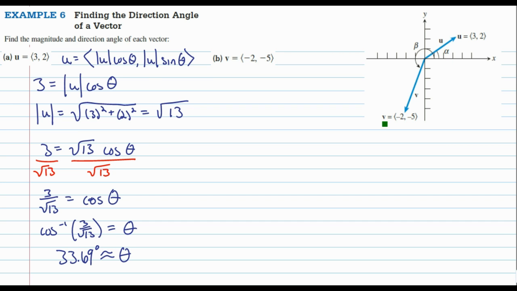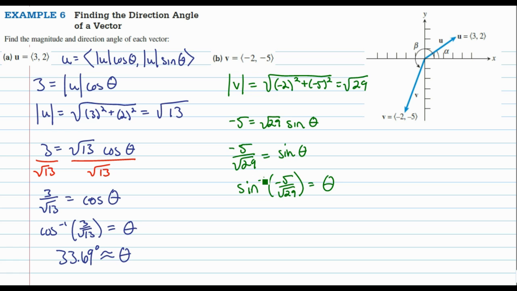Now I said in part B I'm going to use the y coordinate setup, just again to change things up a little bit, but I've got to first find the magnitude of v, and now I can set up the equation to solve. The y coordinate of the vector v is going to equal the magnitude times the sine of theta. Now this vector has both negative x and y coordinates, so the vector is supposed to be in quadrant 3. So I have to keep that in mind when I put in the inverse sine of negative 5 over square root 29 into my calculator.